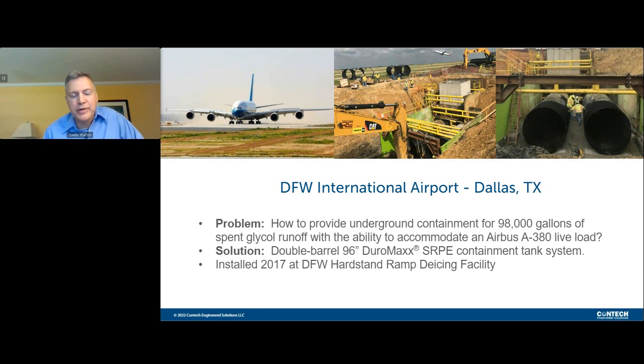Back prior to 2017, DFW and their consultant were looking at ways to expand their hard stand ramp de-icing facility. The problem they faced was how to provide underground containment for 98,000 gallons of spent glycol runoff with the ability to accommodate an Airbus A380 live load. After working with Contech, the solution they came to, which was specified and installed, was a double-barrel 96-inch Duramax SRPE containment system.